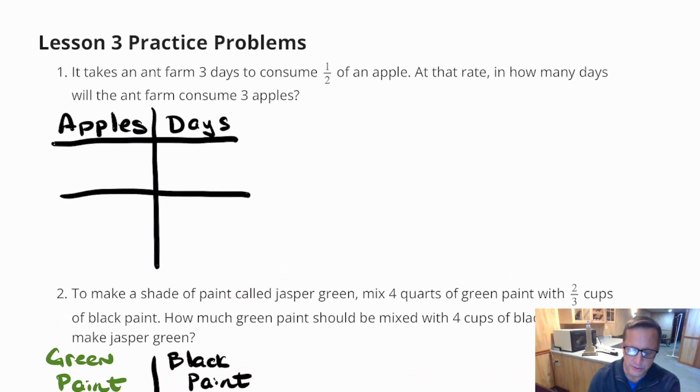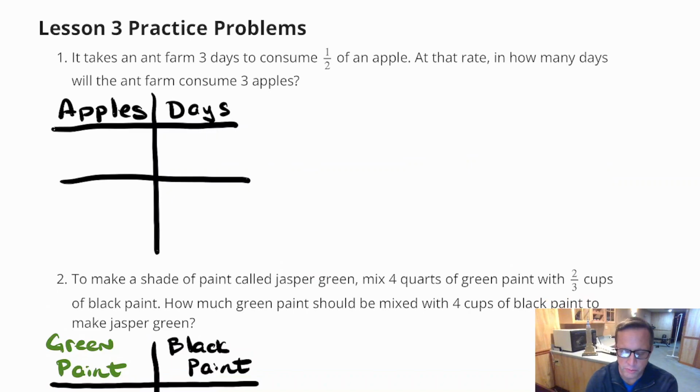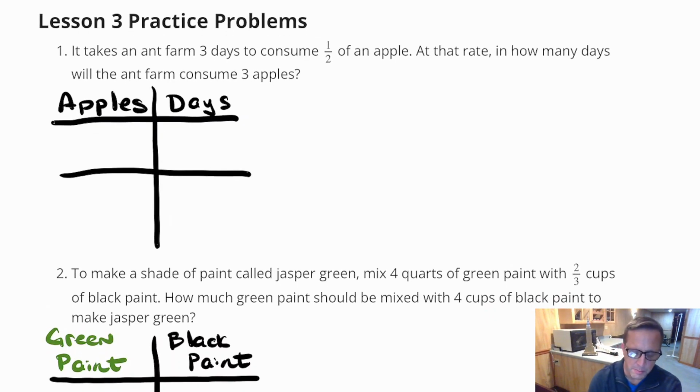All right, so I preset my table here because during the lesson I taught it this way. We made some tables and we were looking for the constant of proportionality, but we're also calling it the unit rate at this point. Maybe you remember that. So it takes the ant farm 3 days to consume half an apple. So half of an apple, 3 days, right there.